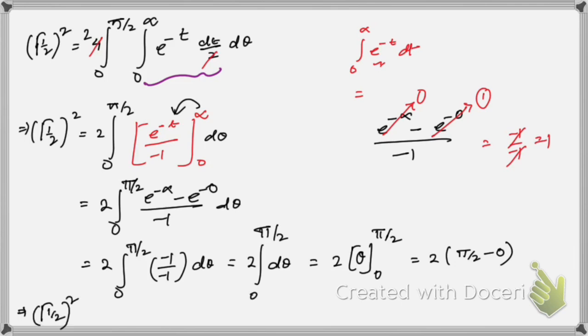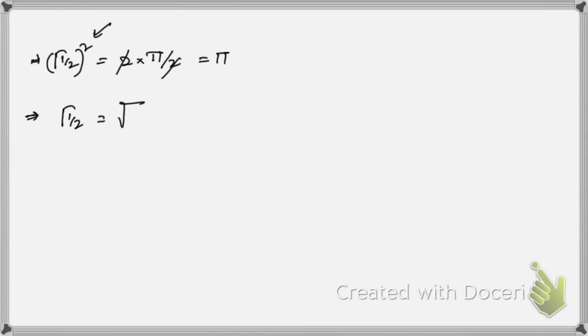So that's why gamma half whole square is equal to 2 into pi by 2. So 2 gone, we have got pi only. Then let me go to the new slide. Okay, copy this, and here is the new slide. So this is what we have got. Now you see, as it is gamma half whole square, therefore gamma half will be equal to square root of pi. So that's how we can prove. So hope you have understood this.